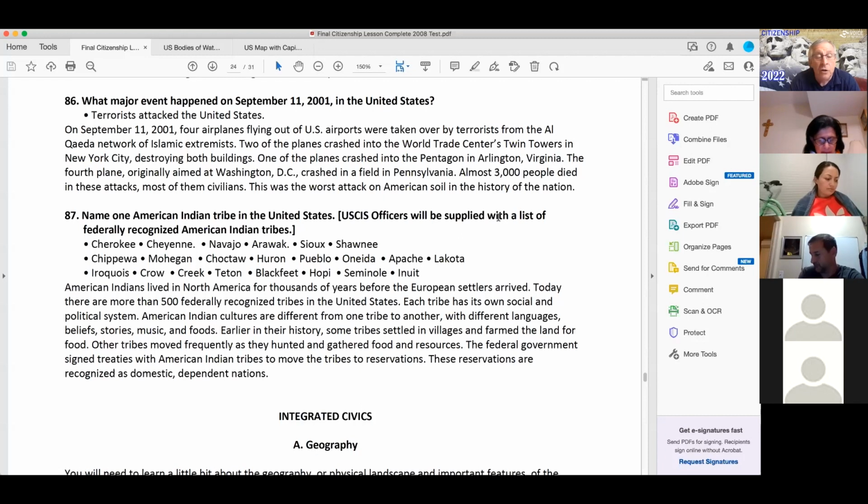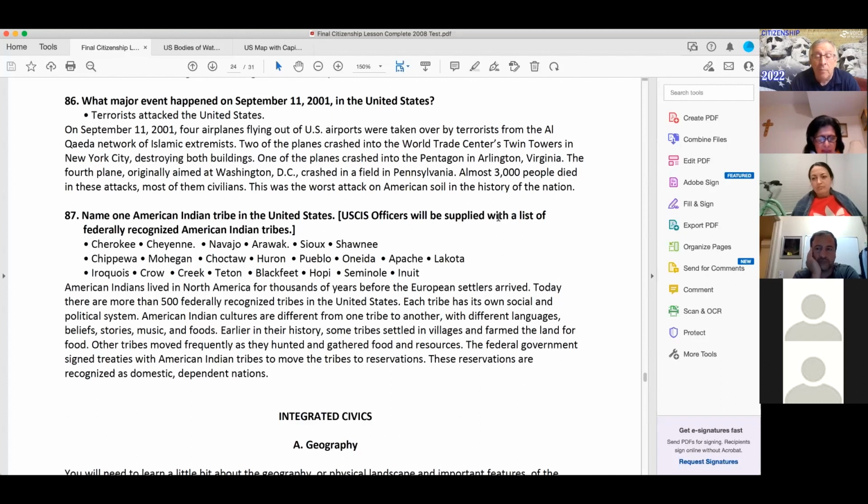When you answer the question, what happened on September 11, 2001? The correct answer is terrorists attacked the United States. They were extremists, and they killed almost 3,000 people in the two towers. It was a very sad day for many nationalities because the people who were in those towers came from many different countries. And the attack happened on our soil, but it was a very sad day.